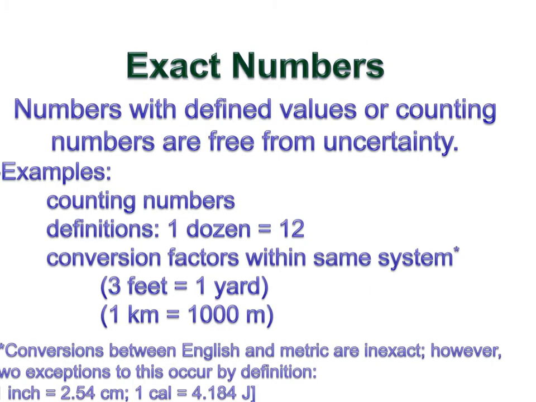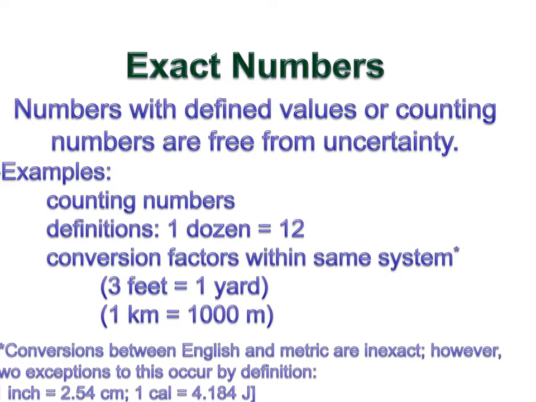Exact numbers are numbers with defined values or counting numbers which are free from uncertainty. Examples are any counting numbers, definitions, for example, 1 dozen equals 12, conversion factors generally within the same system, such as 3 feet equals a yard in the imperial system, or 1 kilometer equals 1,000 meters in the metric system. In addition, all prefixes used in the metric system are considered exact conversions.